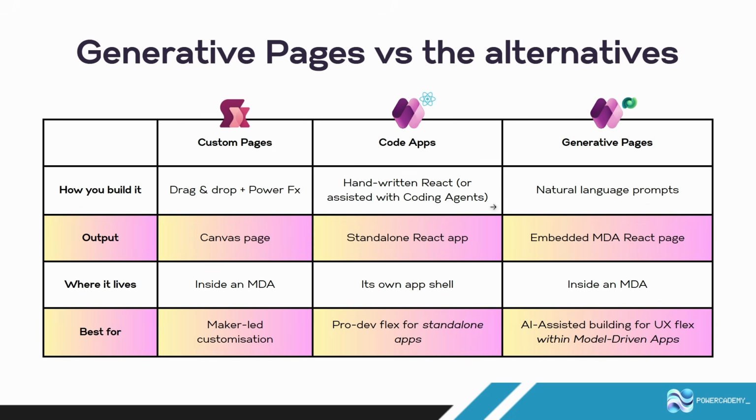Now, of course, you can build code apps with custom coding agents if you bring them and use Claude Code, for example, but generative pages are really promoted more as natural language than code apps are. Of course, it lives in its own app shell, and I'd say it's best for pro developers who require flexibility and want to manage an application within the Power Platform ecosystem.